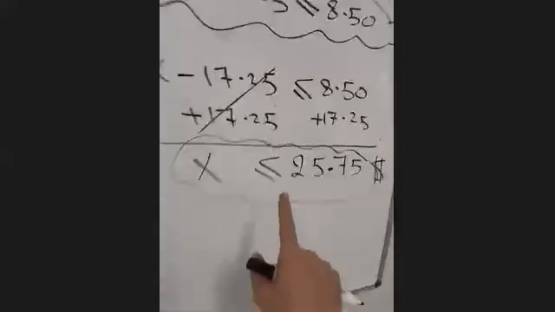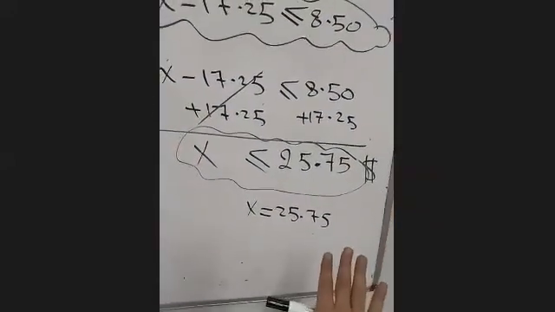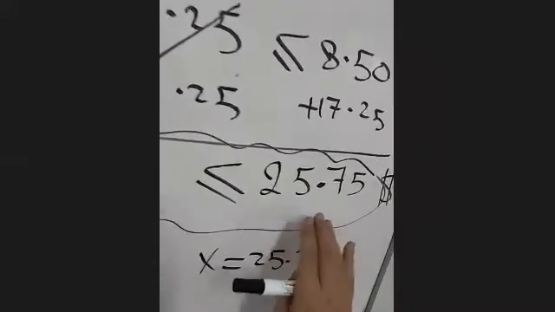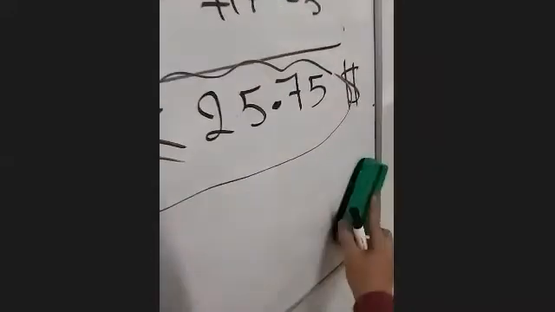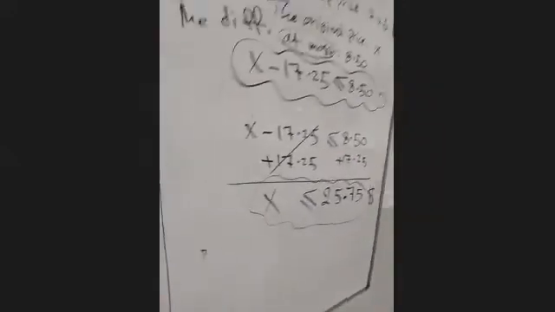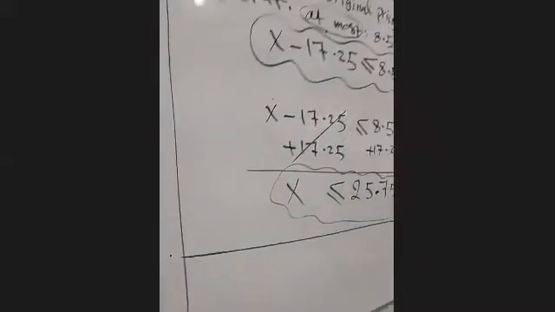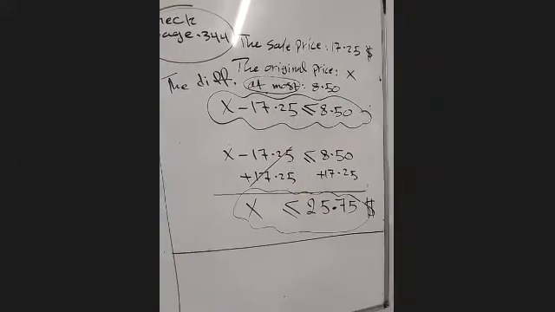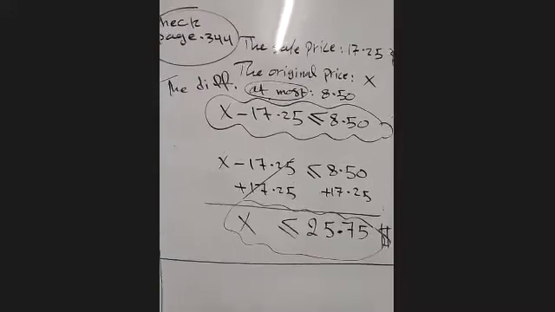What is this, less than or equal? If it were like this, what would we say? X equal only. But here no. X is this price or what? Or less. Okay? Equal or less than. If I flip 8.50 with 17.25, it gives me the same answer. It should.